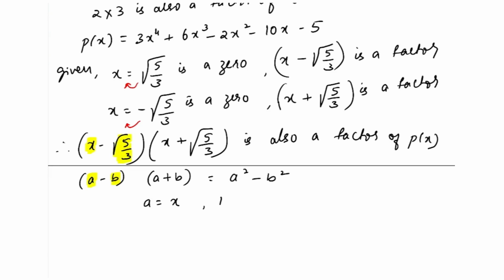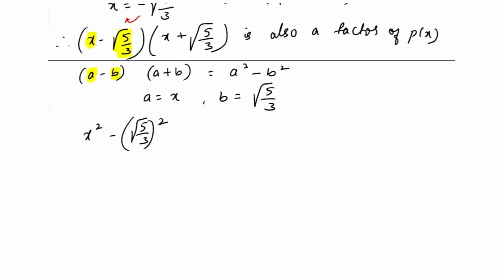So, in the place of b, we have root of 5 by 3. Therefore, this can be written as a square minus b square. So a square minus b square will be x square minus root of 5 by 3 whole square. So further we can simplify this. Here root and square will get cancelled. We are left with x square minus 5 by 3.